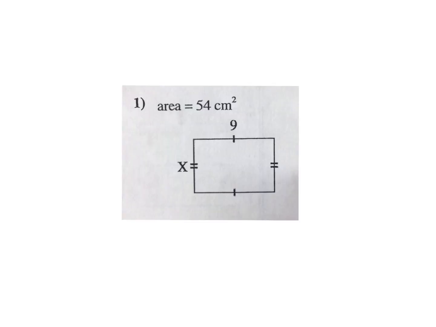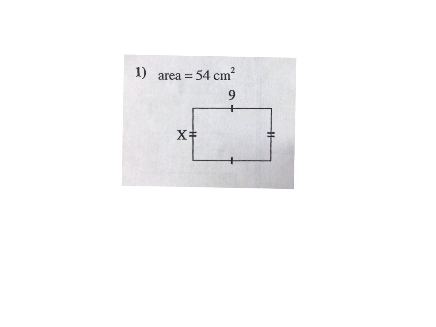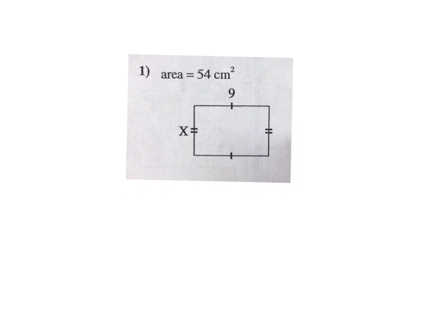Okay, I'm going to help you out today with the perimeter and area practice page that you're going to be working on. First problem you're going to see is some area work like this. And they're going to give you the total area, which is 54 squared centimeters. They know one side is 9 centimeters. You have to determine the other side.